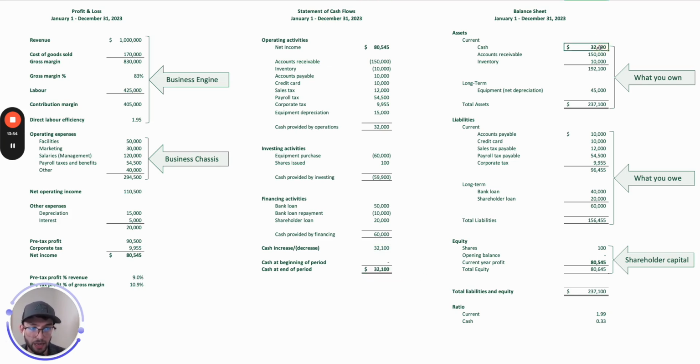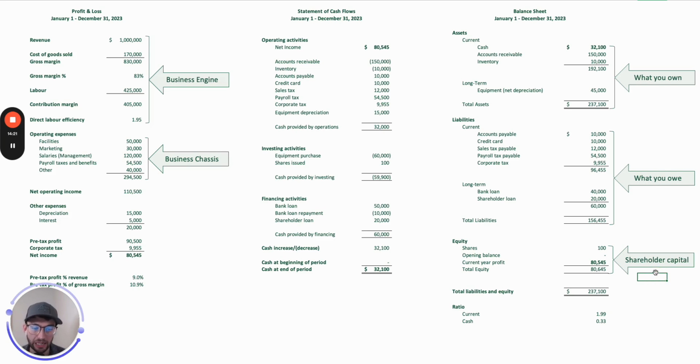our cash amount. Now, the final statement that we have here is the balance sheet. So that's going to be at a point in time, and it's keeping the score in the business. So it's broken up into three main areas. We have what you own, what you owe, and shareholder capital. Shareholder capital is taking what you own minus what you owe, and that's what's left over.